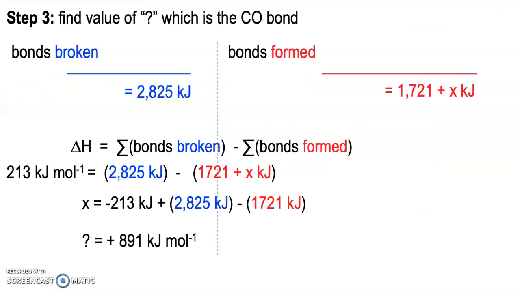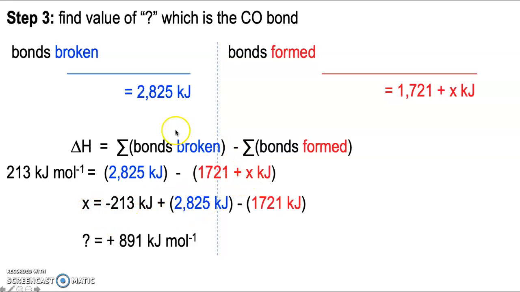Next step, let's bring in the equation that you've got to know, so bonds broken minus bonds formed. And we do have the enthalpy for the reaction, so we're going to put that value in, which is 213. And that is equal to the subtotal for the bonds broken minus the subtotal for the bonds formed. Next step is to rearrange this and solve it for the value of X.